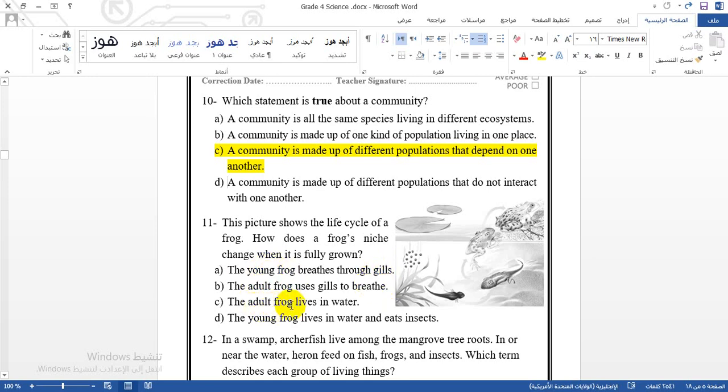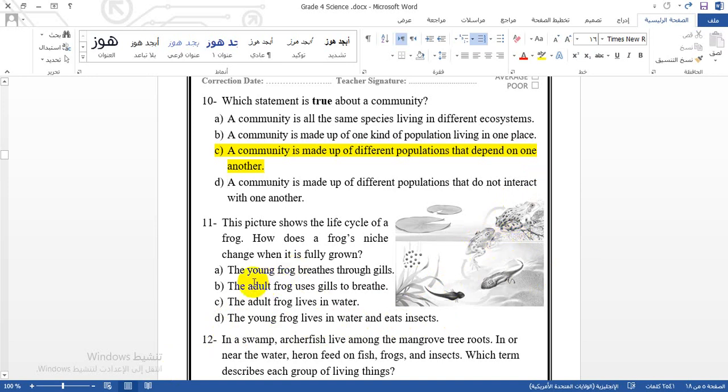So the adult frogs live where? In the water. Do you think that the adult frogs live inside the water? Do the adult frogs live in the water here? No. They said that the adult frogs live where? Inside the water. No, this one is not correct. Sure, the young frogs live in the water and eat insects. Yes, maybe this one is correct about the young frogs. They start to live where? They live in water and eat some insects.